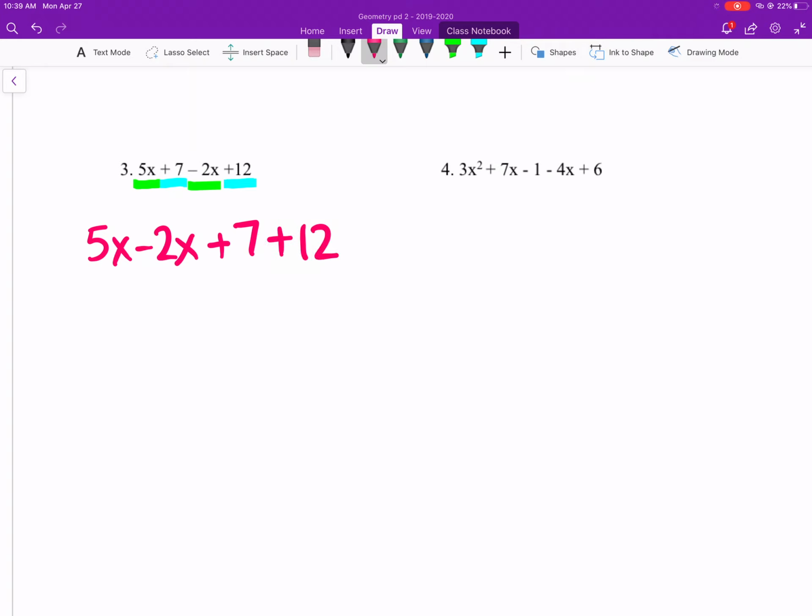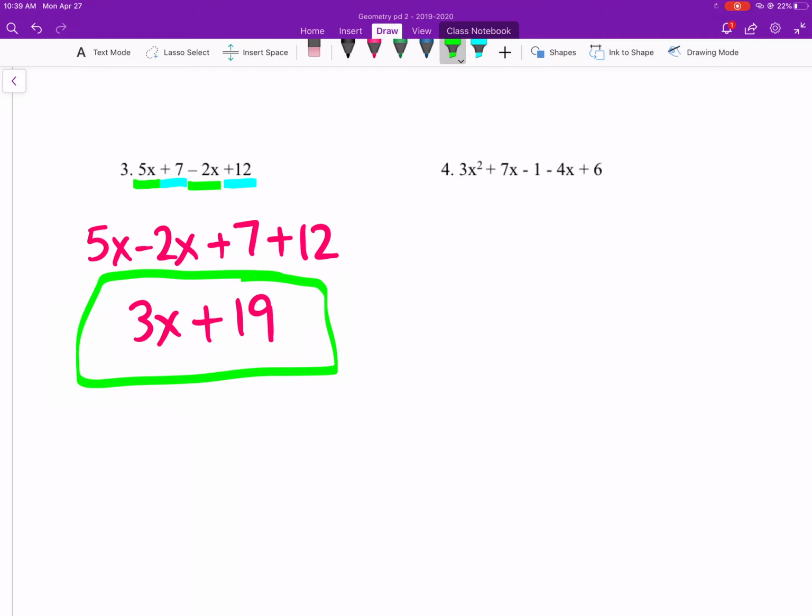So you combine your like terms, 5x minus 2x, that's 3x. And then 7 plus 12 is 19. It'd be plus 19, and that would be your final answer. So we only combined the like terms.